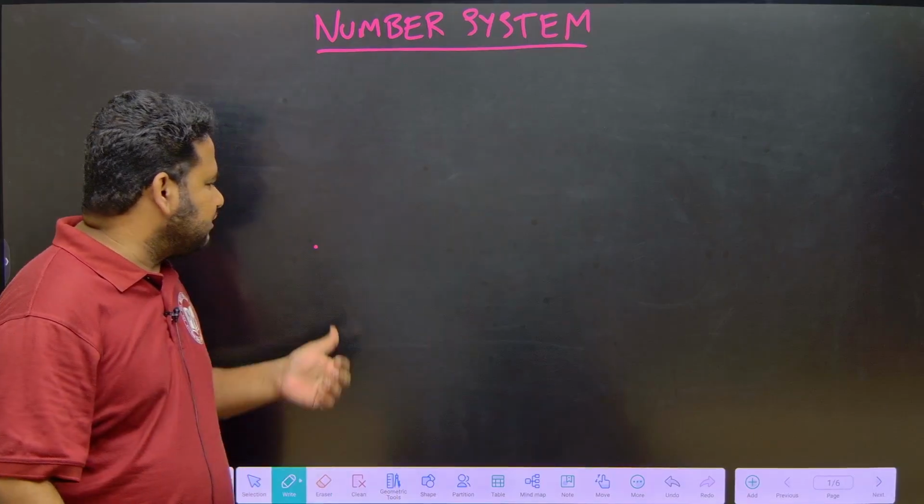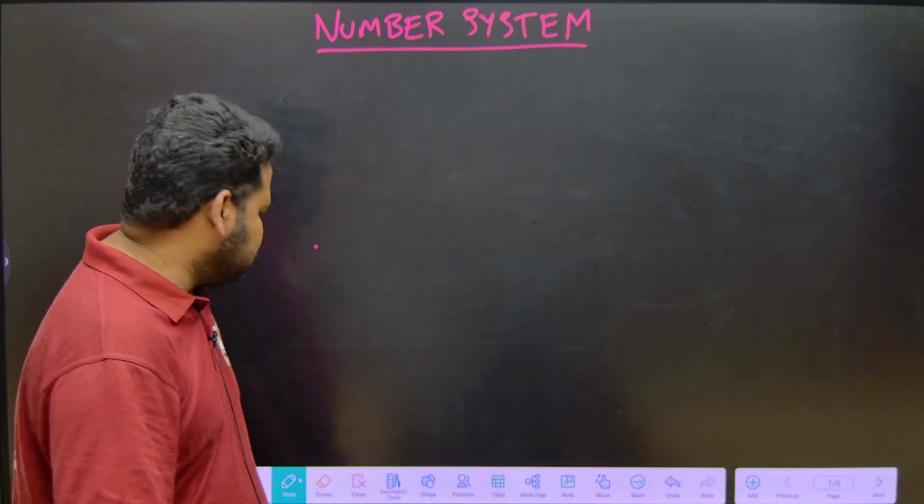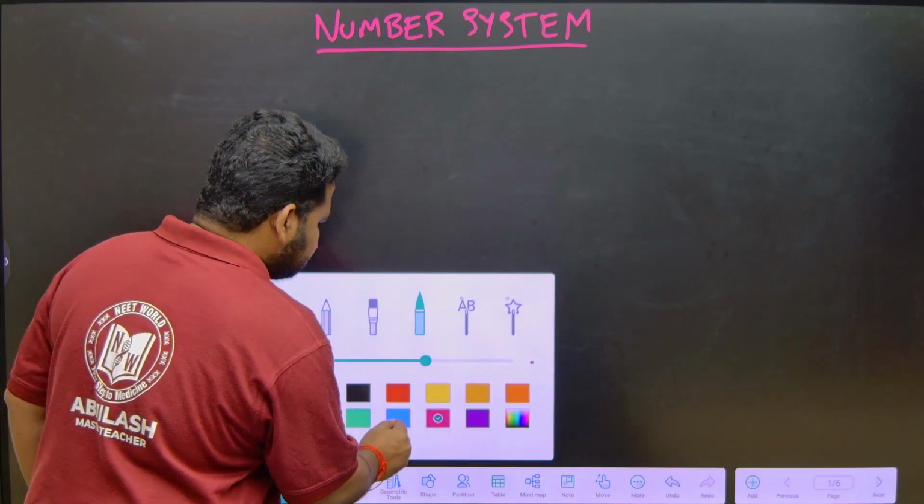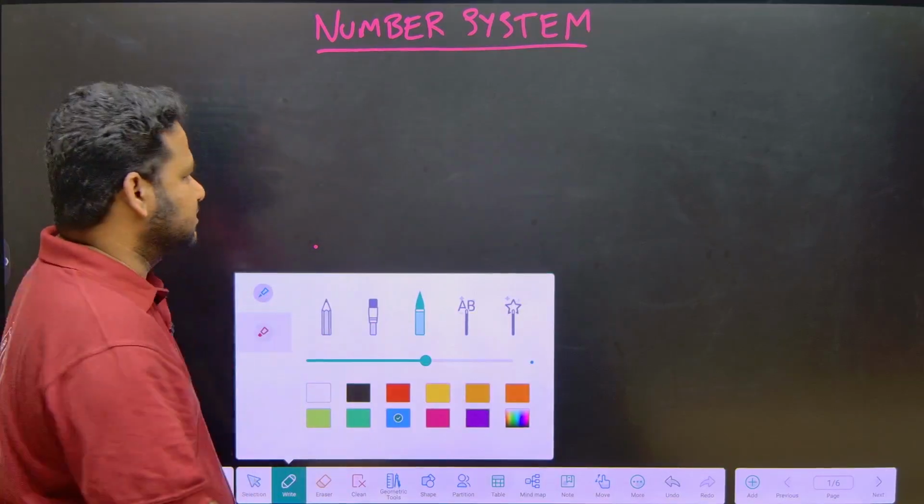So, continuing with our previous session, in the last class we started with the introduction to number system. We will be continuing with the number system chapter itself. Today in this chapter we will be starting with what is called rational numbers.